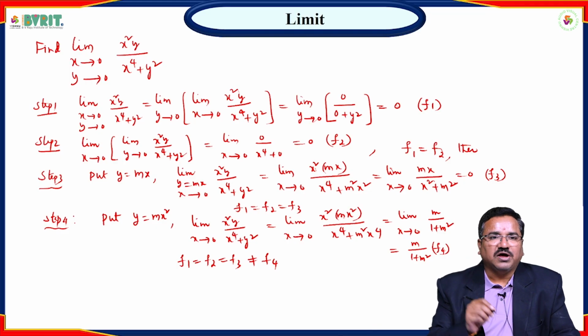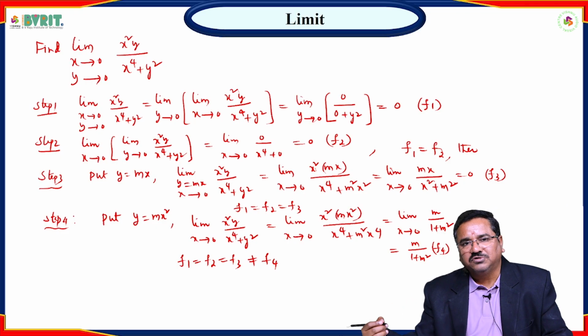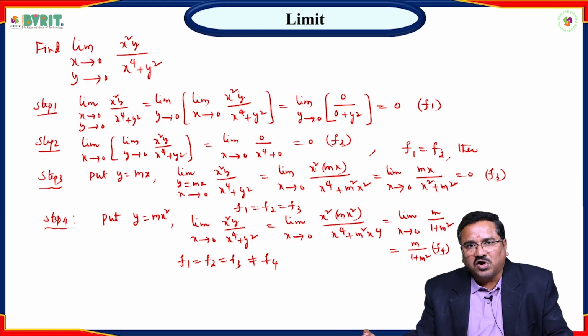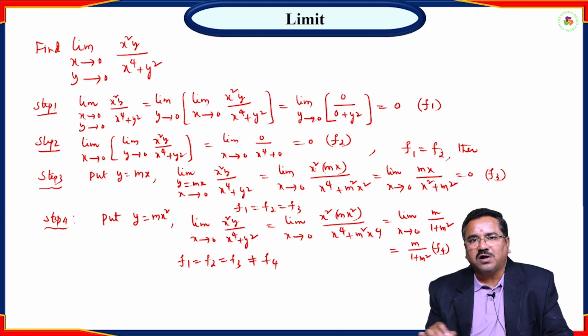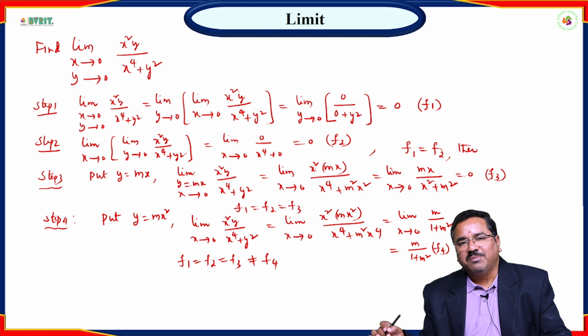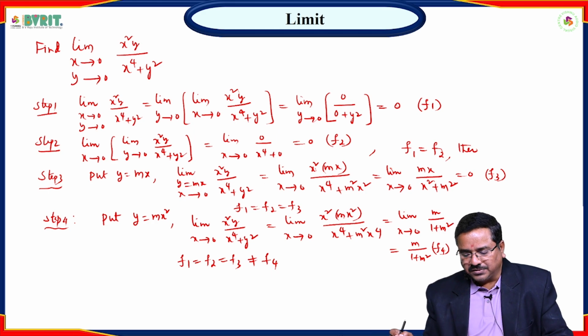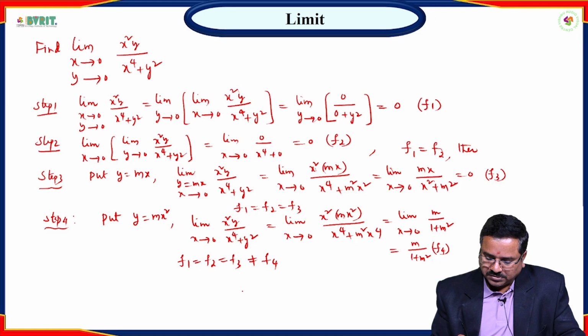If all f1, f2, f3, f4 are equal, we can say that the limit exists. But along y is equal to mx square, we got an answer in terms of m. Whenever it depends on m, that means the limit does not exist. Only if all four answers are the same, f1 is equal to f2 is equal to f3 is equal to f4, can we say the limit exists. If any one is not equal, we can say the limit does not exist. Therefore, the answer is: the limit does not exist.